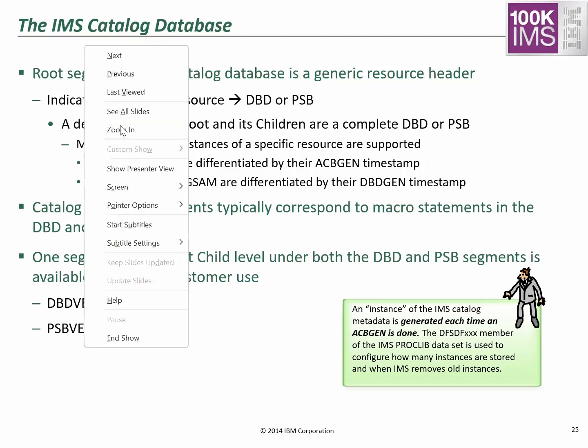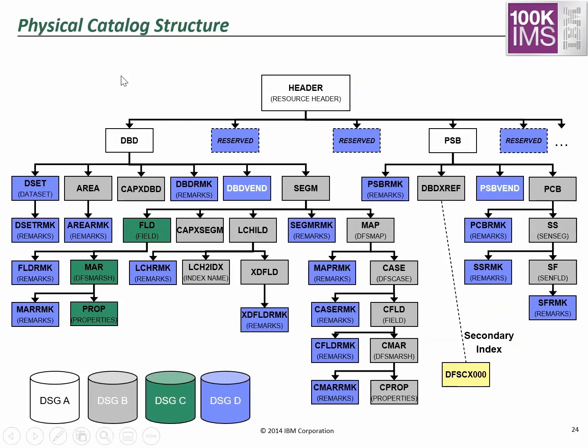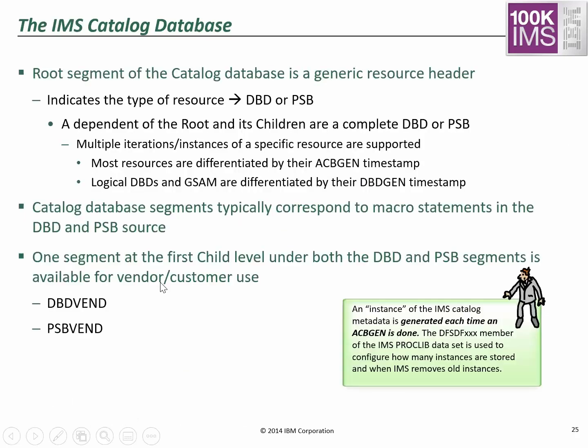So for example, let me go back here. Under the DBD segment, there's that DBD vend segment. You see that? Similarly, under the PSB, there's a PSB vend segment. And vendors or customers can use that segment to store information about that DBD. So for example, if you use BMC tools, BMC has a tool called PDF, Partition Database Facility. And when you use PDF, you have to code BMC PDF specific macros in your DBD. Well, that information will be stored in the DBD vend segment for the DBD, right? So those are vendor related segments, if you will.